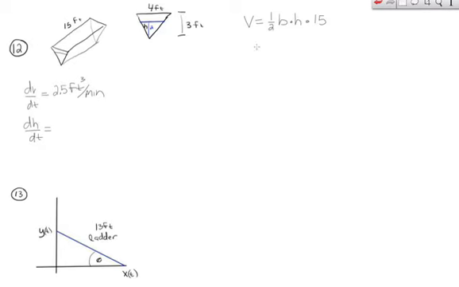Okay, so notice if I were to take the derivative right now, I'd have a dV/dt, which is fine. I'd get a dh/dt, which is fine. But I'd also get a db/dt, and I don't have any information on db/dt. So before I take a derivative, my goal now has to shift. I have to find a way to change b into a different variable, like h.